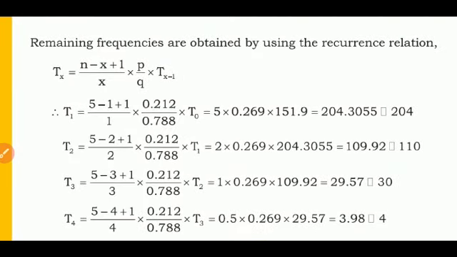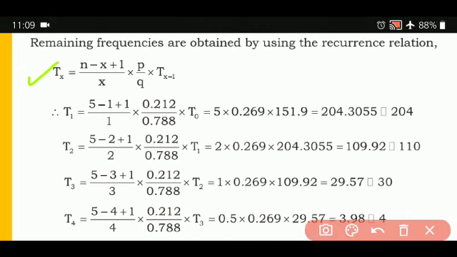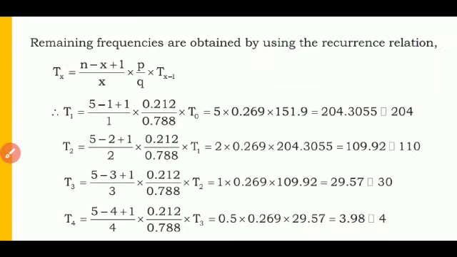Remaining frequencies are obtained by using the recurrence relation. Now see, the recurrence relation formula is T x equals (n minus x plus 1) divided by x into p upon q into T x minus 1. We will see this. What is the first term here? First term, you have already found T0. We have found that, 151.9, which is equal to 152. Now we will find the next term.